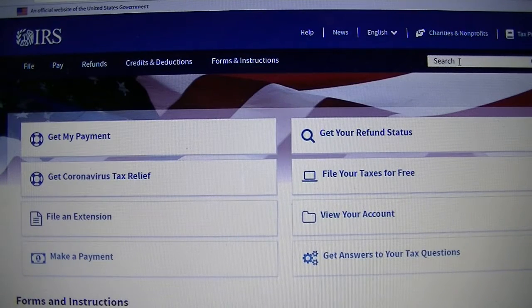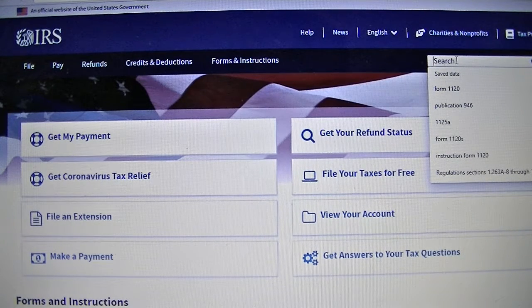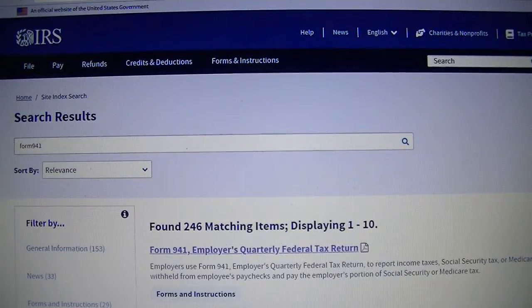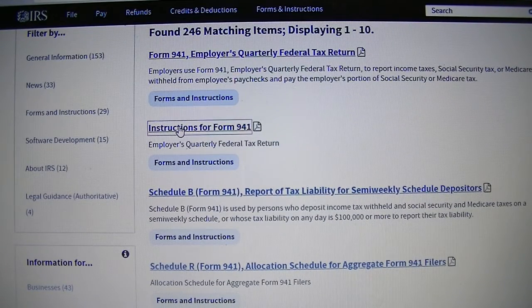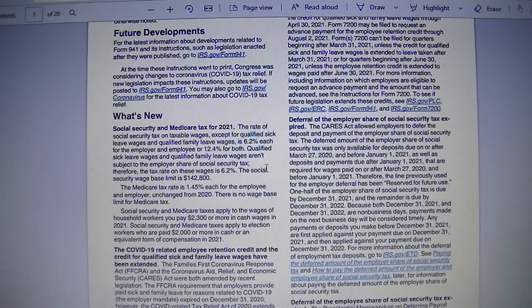So if you are looking for a form, you can either go to our website and access the link there, or you can just go to irs.gov and type Form 941, and a lot of the time when you don't type the form you are looking for properly, it may not pull it up. So we want the instructions. Okay, I said 124, right? But it's 142,800.